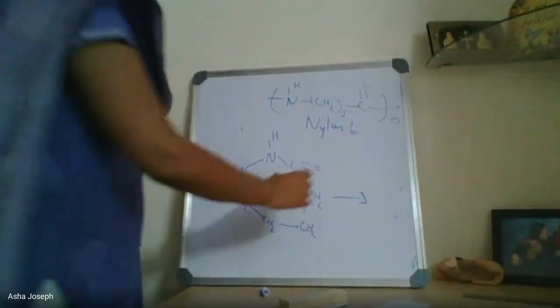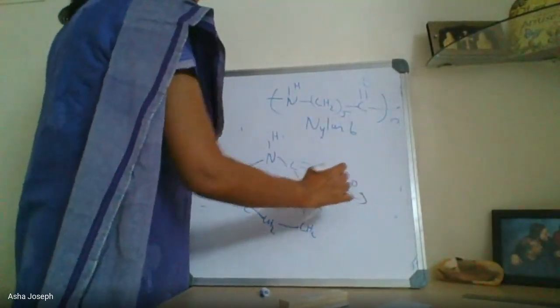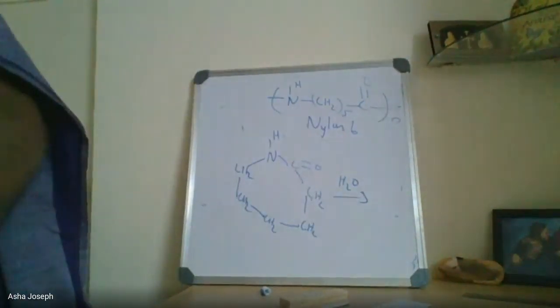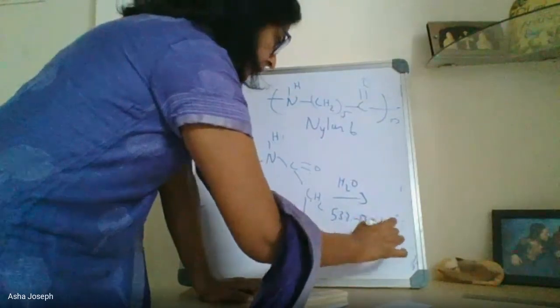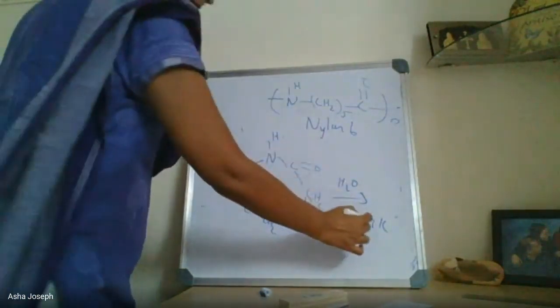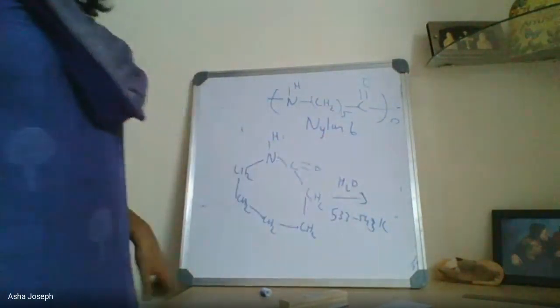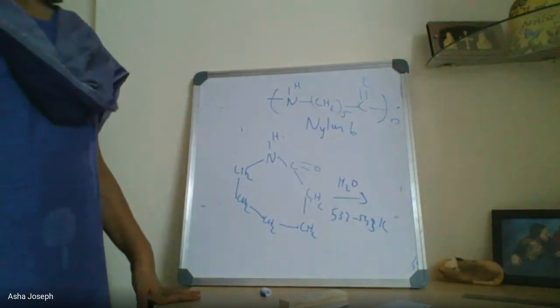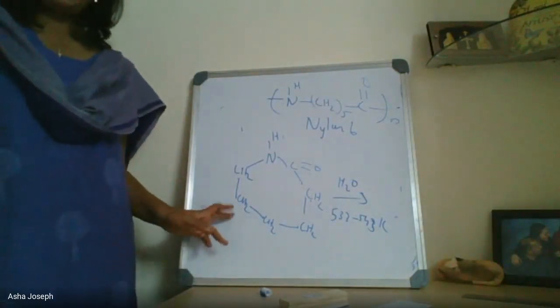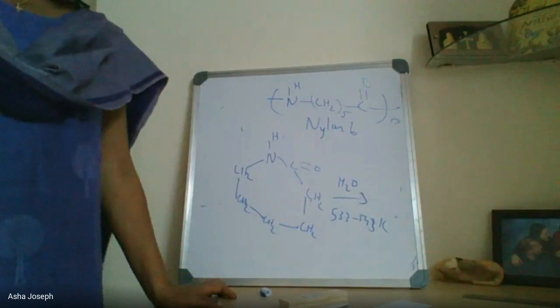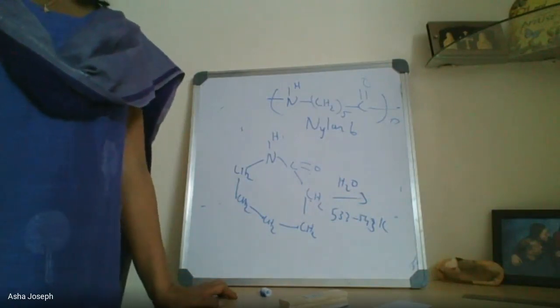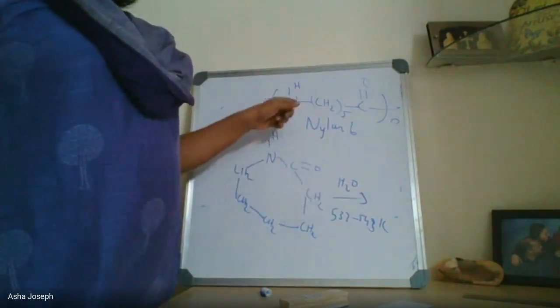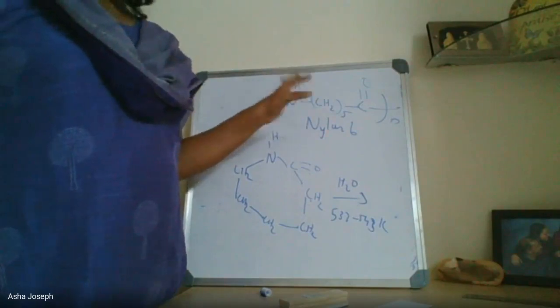Conditions are there. You have to add water at a high temperature. Temperature is 533 to 543 Kelvin. So write and learn nylon 6. Any doubt on this? You can put, say in the book they put a CO this side. You can put any side.